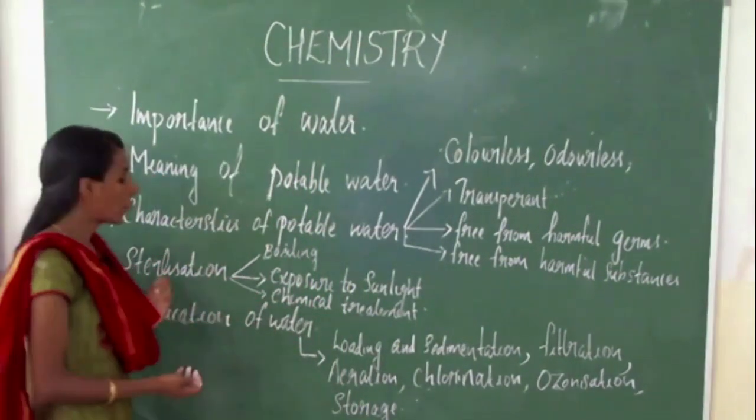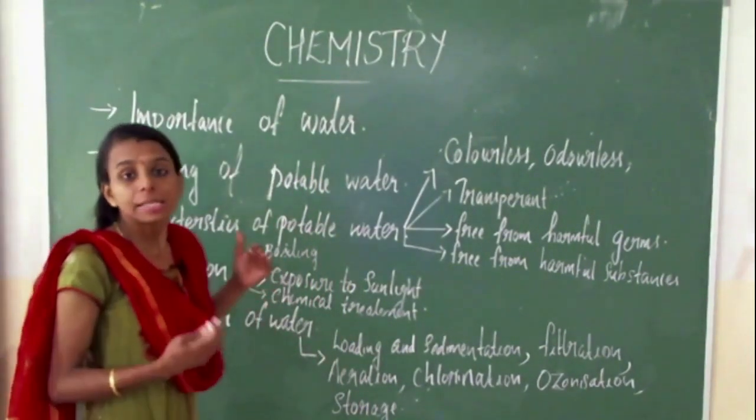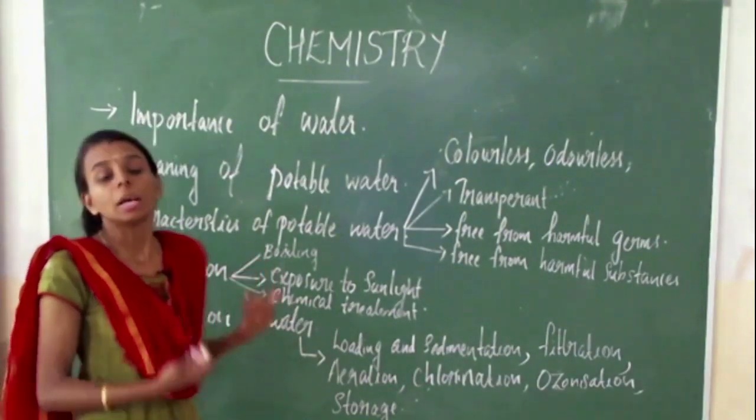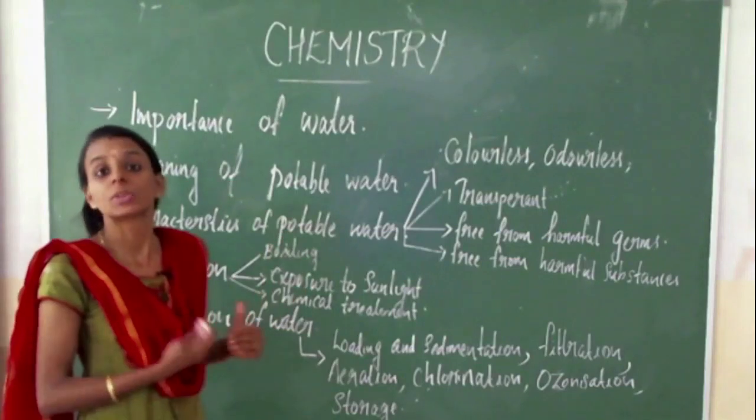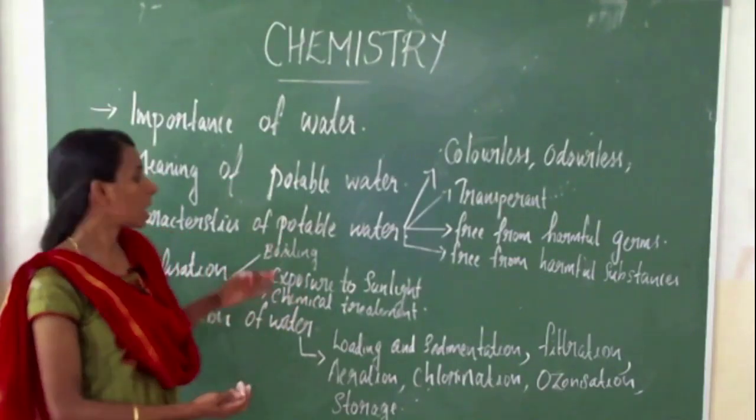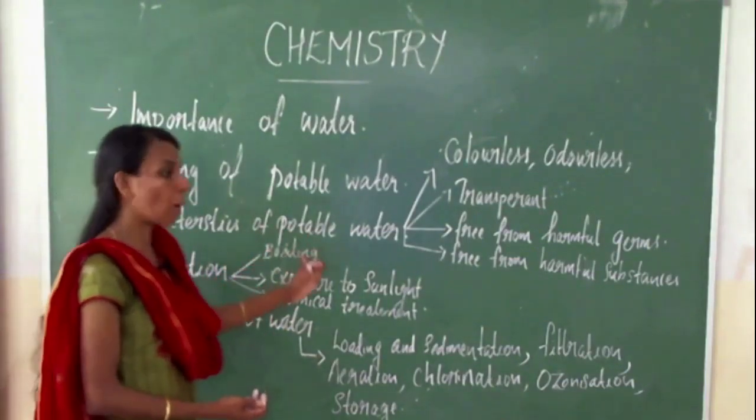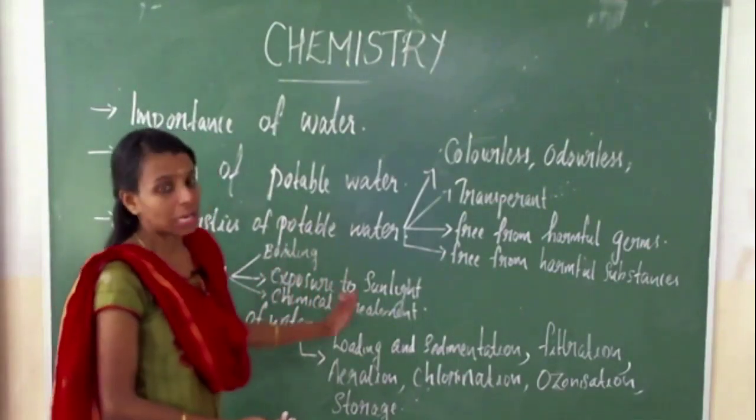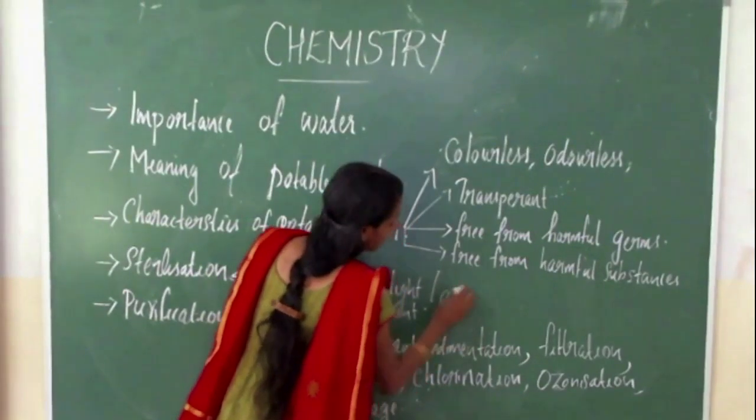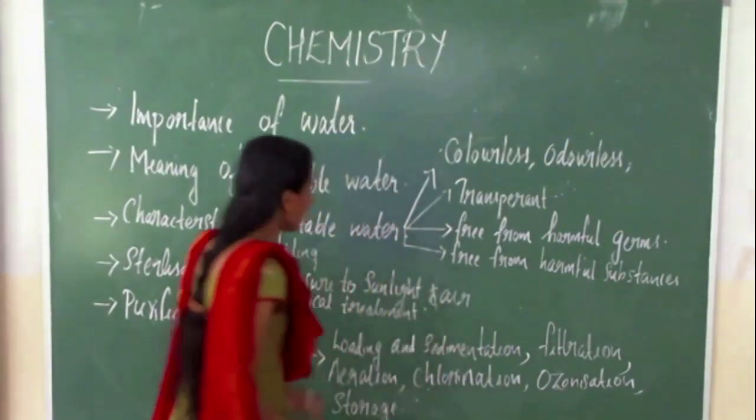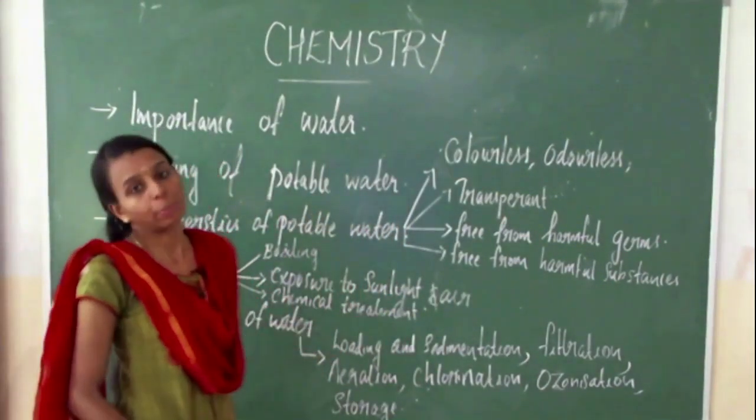Then we discuss one word, sterilization. What is the meaning of sterilization? The process of removing germs from water is known as sterilization. Three ways are there for sterilization. First one, boiling. Second one, exposure to sunlight or air. Then the third one, chemical treatment.